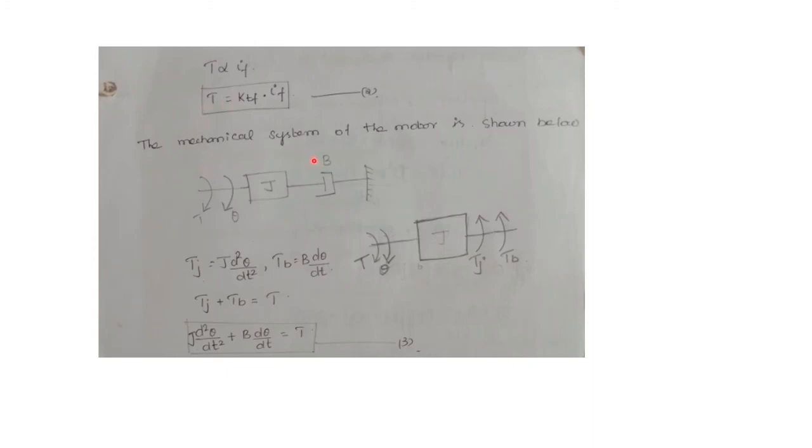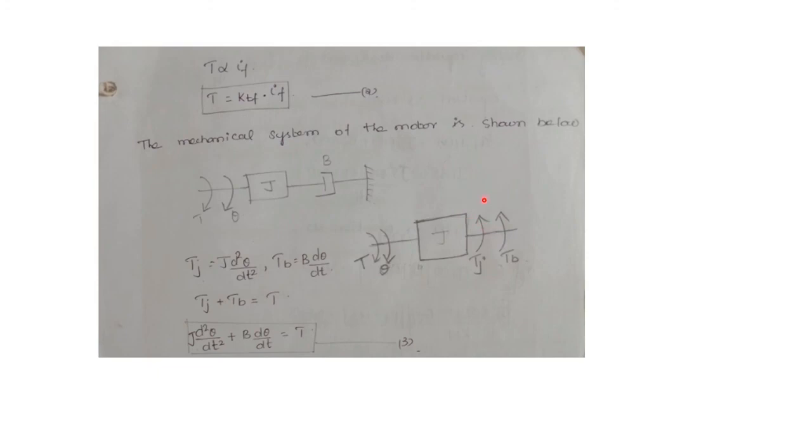Now we are going to draw the mechanical model of this load. The mechanical load consists of J as well as B, isn't it? So correspondingly we have to draw the model with J and B. Now to find the differential equation, what we have to do? We have to draw the free body diagram. So this is the free body diagram.